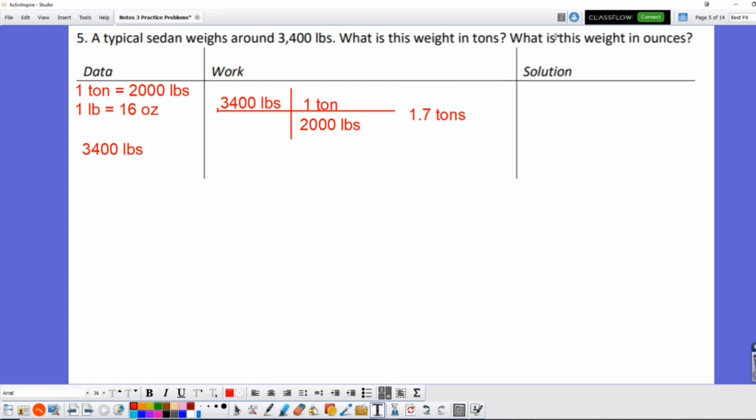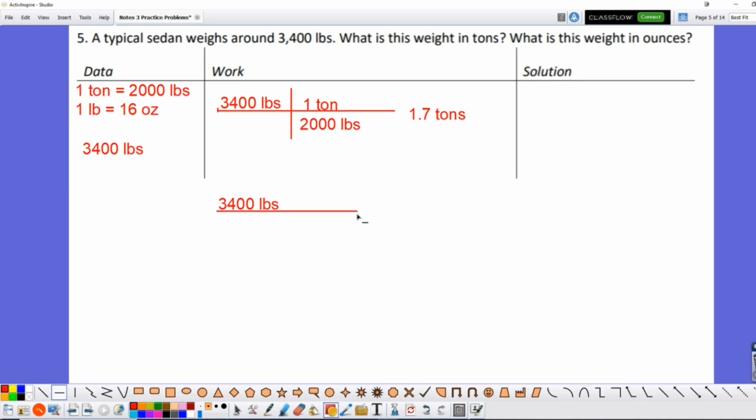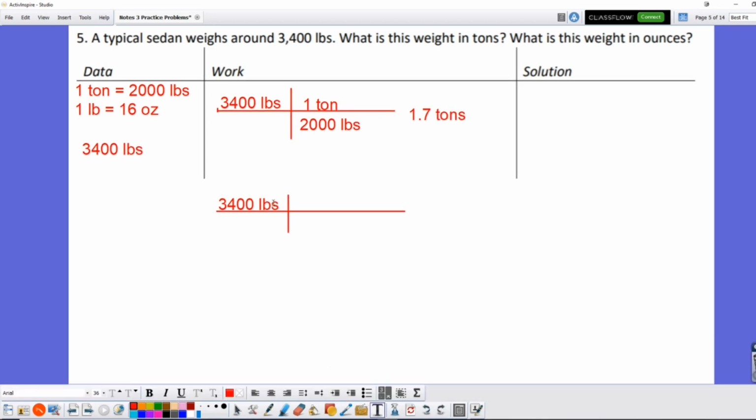The second part is, what is this weight in ounces? So I'm going to start off with another bridge problem, 3,400 pounds. Start building my bridge. Again, another pretty easy conversion factor. We're going to end up with a much larger number this time, though. I want to get rid of pounds and end up with only ounces. So I know I need to put pounds in the bottom. 1 pound is equal to 16 ounces.